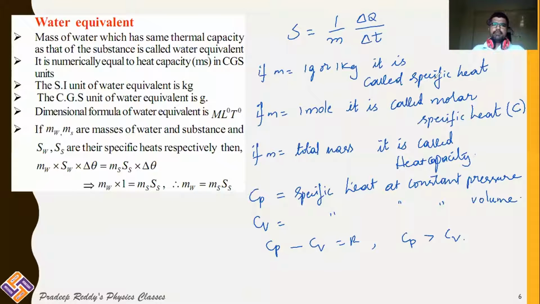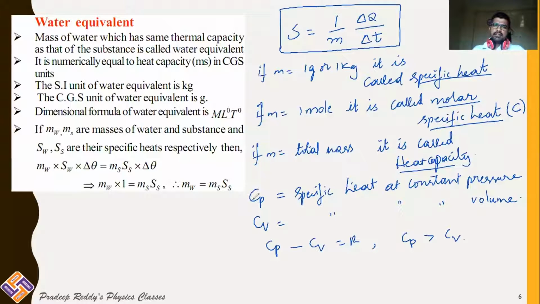Students, in the previous video lecture, we have learned about specific heat of material. Specific heat is defined as S is equal to delta Q divided by M into delta T, where M is the mass of the substance and delta T is the change in temperature. And we have learned types of specific heat. Molar specific heat we have discussed, and heat capacity we have discussed.